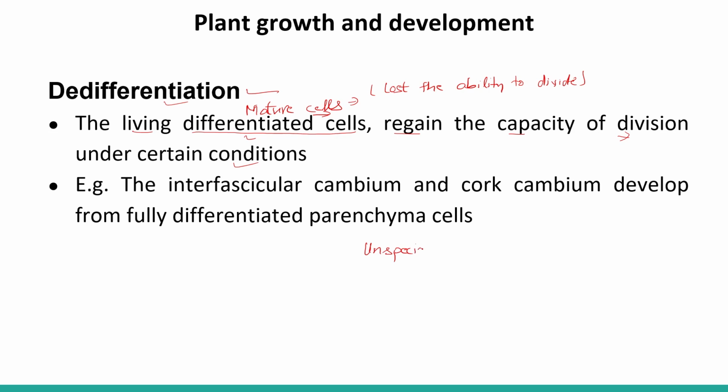Initially we had unspecialized cells. These cells undergo differentiation to form mature cells with specific function and characters. Sometimes these cells regain the ability to divide. They can divide again depending on certain conditions, and then they will again become de-differentiated. This process is known as de-differentiation. The cells will be again de-differentiated.